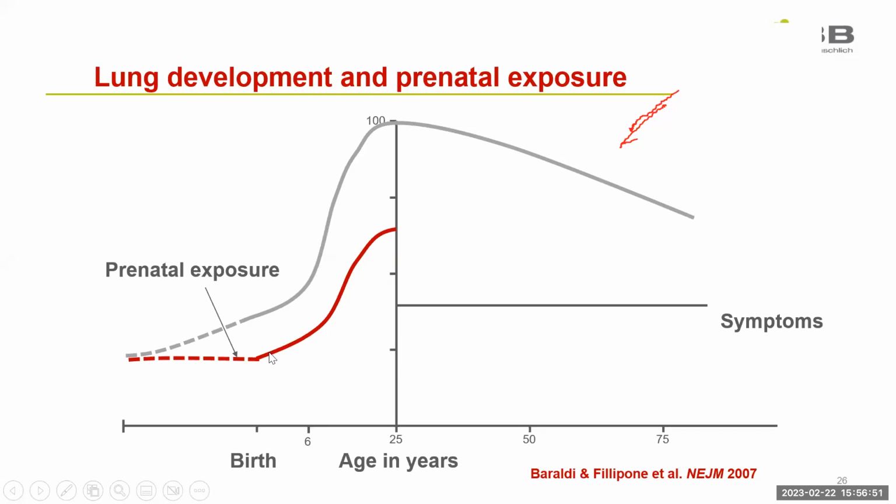So your lung function is at the lower centile, and this eventually predisposes you to faster lung function decline, and you may manifest the symptoms much earlier than those who have normal growth, those who have not been exposed to those prenatal exposures. So the bottom line is that it's important to prevent lung diseases by focusing on the prenatal period as well.